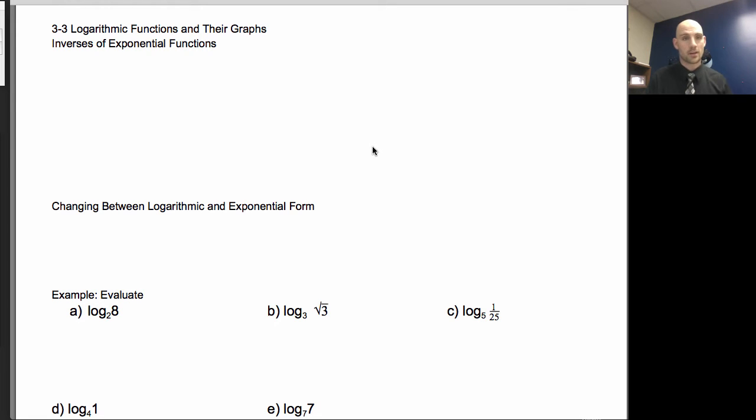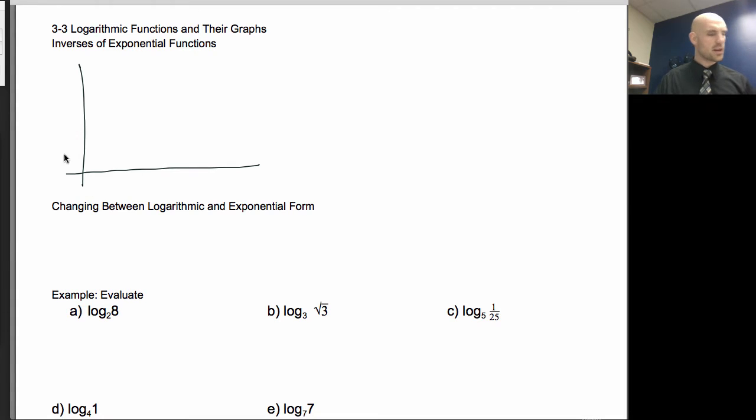Welcome back. Today we're going to talk about logarithmic functions and their graphs. A couple of things that we need to understand going forward is that these graphs we're going to look at, logarithmic functions, are the inverses of exponential functions. And so I'm going to sketch you a couple things here.